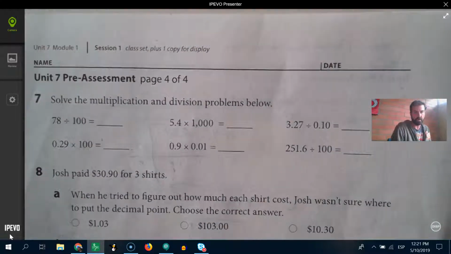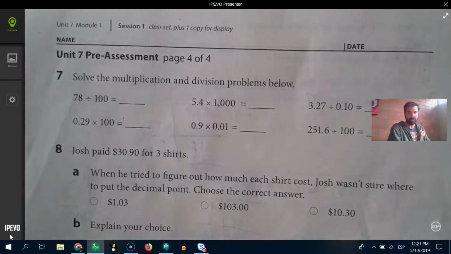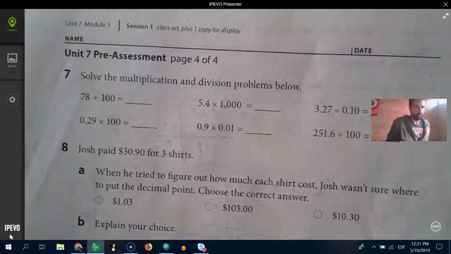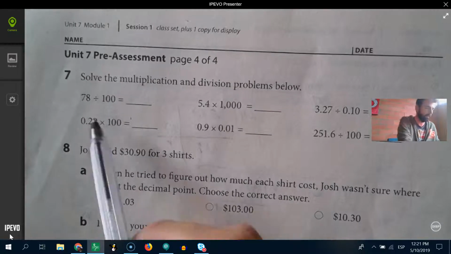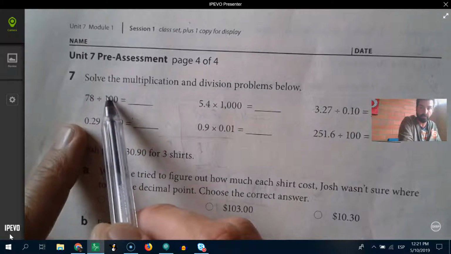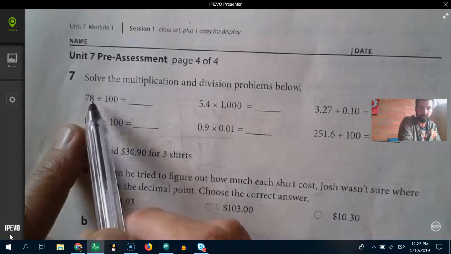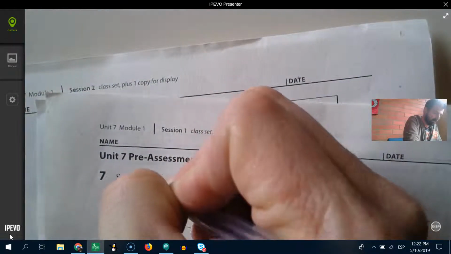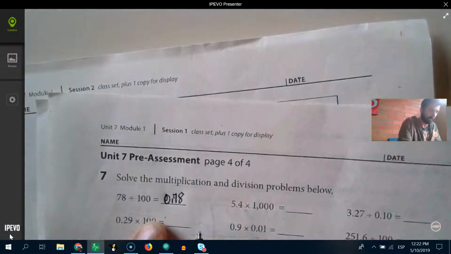So we have 78 divided by 100. Again, we're dividing by a factor greater than 10, so that means our digits are moving to the right. How many spots to the right are they moving? Well, one spot would be 10, another spot would be 100. So we're dividing by 100, and I'm moving 2 spots to the right. Tens, ones, tenths. So my 7 goes from the tens to the tenths, and my 8 goes from the ones to the hundredths.